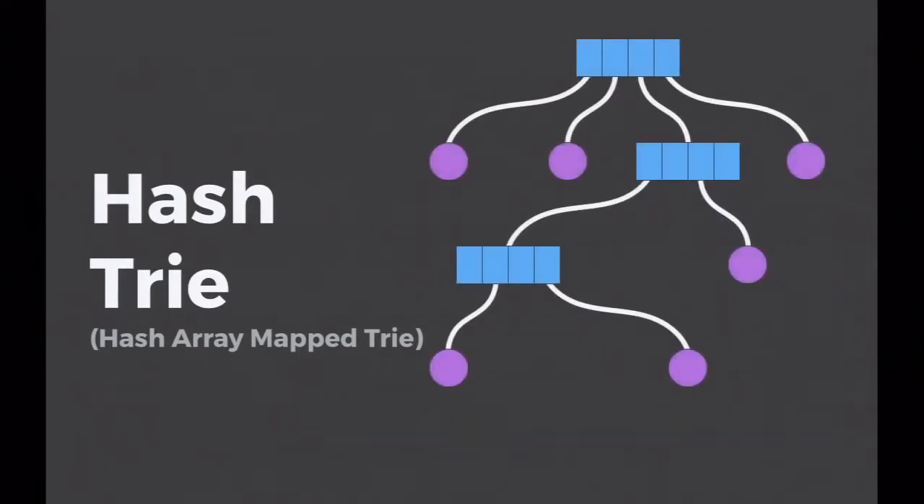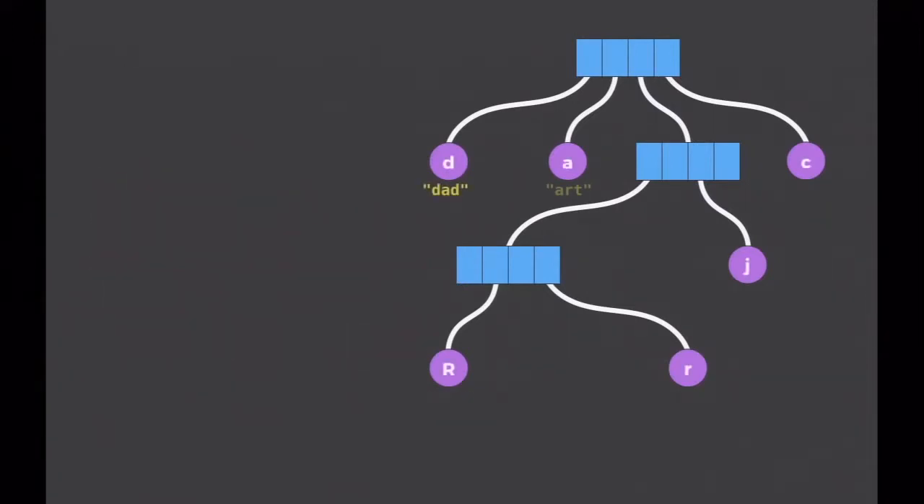There's another one of these called a hash tree. This works similar to lists, but it's a little bit different. So we still have nodes that are arrays of fixed size, but we have some nodes that are leafs. They hold values, and they actually hold keys, and there's values at those keys.